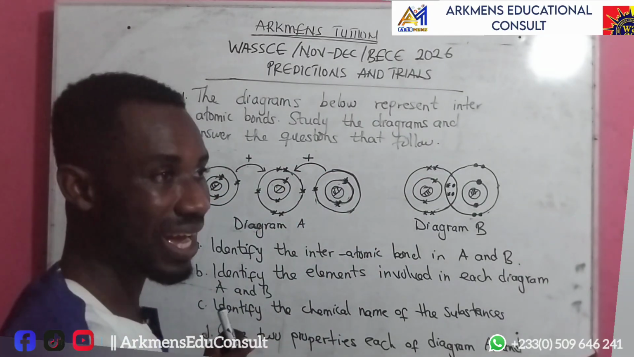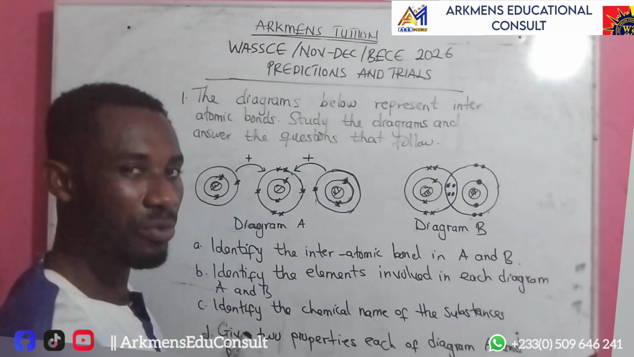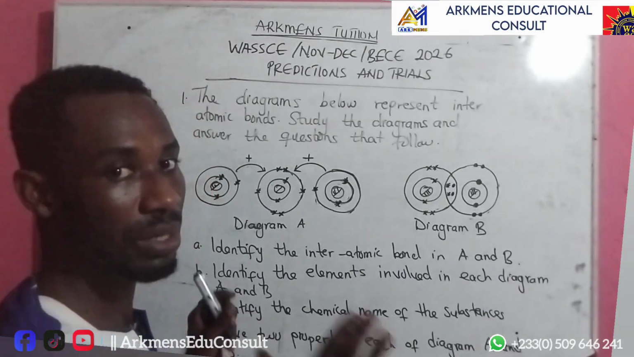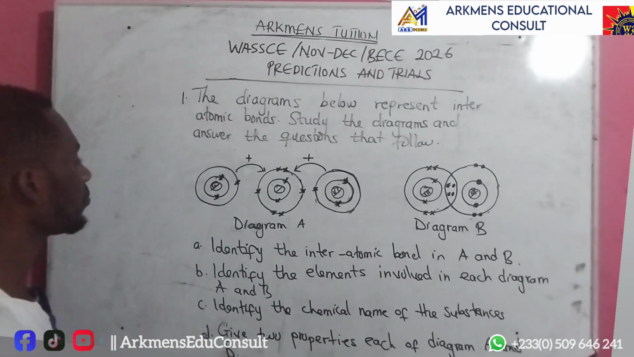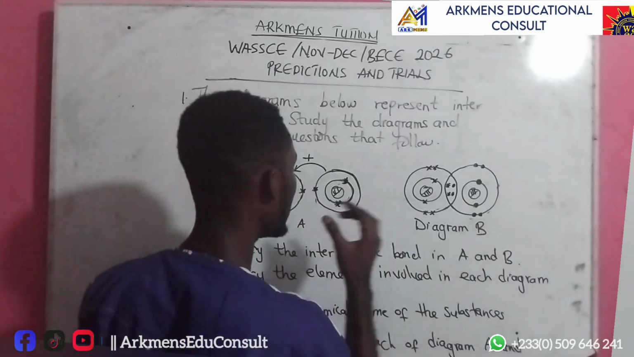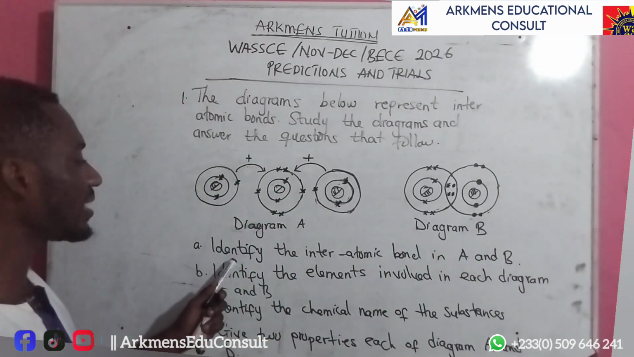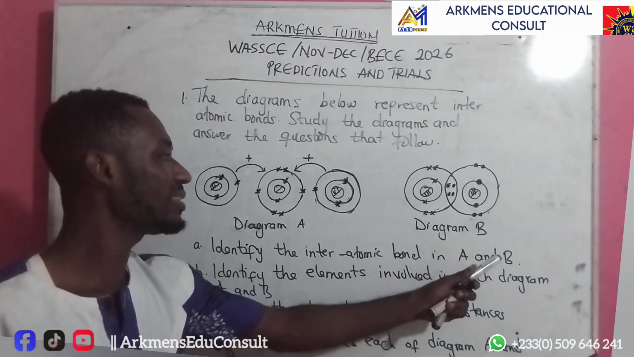I'm not just going to give you the answers, but explain to you how it is, so that in case you get any relevant questions around it, you can be able to answer. Because it's one major area they never leave out. First of all, you have diagram A here and diagram B here. Now the question says identify the interatomic bond in A and B.